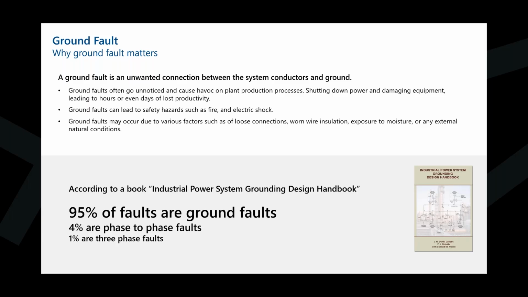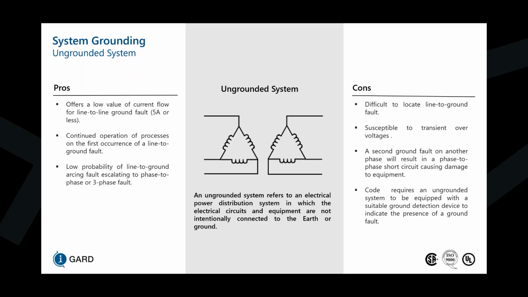So with high resistance grounding, what we're looking to do is take care of 95% of the cases with the phase to ground fault and limiting that fault current to a specific value. But let's look at what the industry has been using in the past and see how we can get to the advantages of utilizing high resistance grounding. So first, we'll take a look at ungrounded systems.